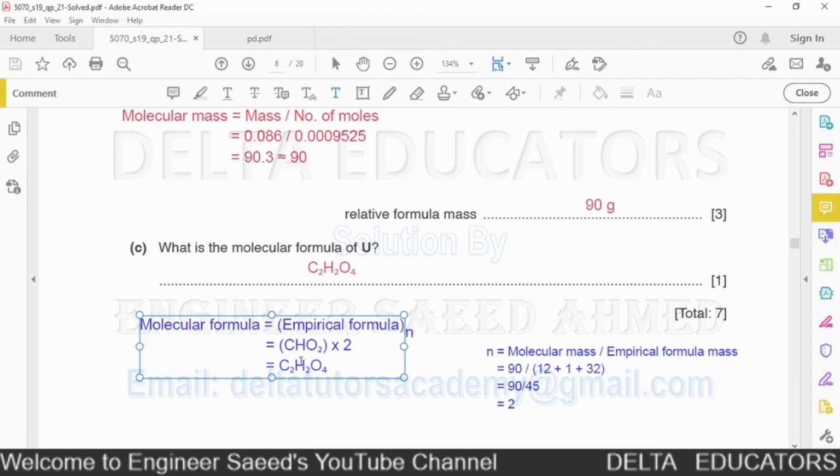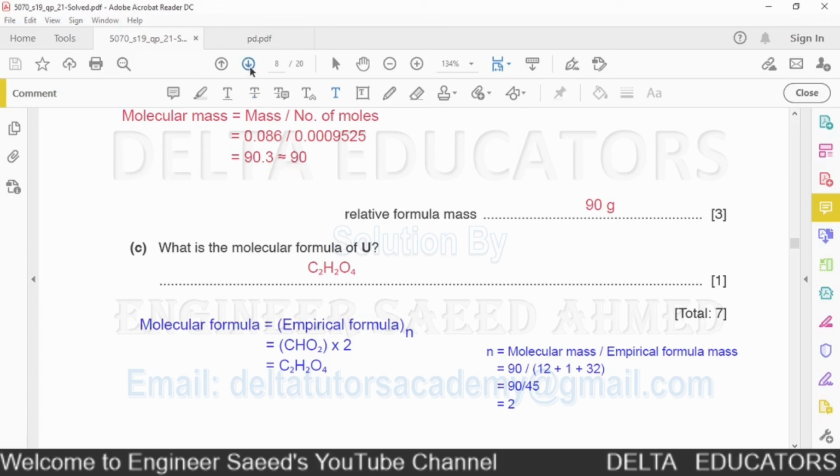Empirical formula is CHO2. In this CHO2, mass of carbon is 12, mass of hydrogen is 1, mass of oxygen is 2 multiplied by 16, it is 32. So by solving this one, we will get 45, and by further solving, we will get 2. So here value of N is 2. Now this value of N, that is equal to 2, we have to multiply by CHO2. When we will multiply this 2 by CHO2, we will get C2H2O4. So here molecular formula of U will be C2H2O4.